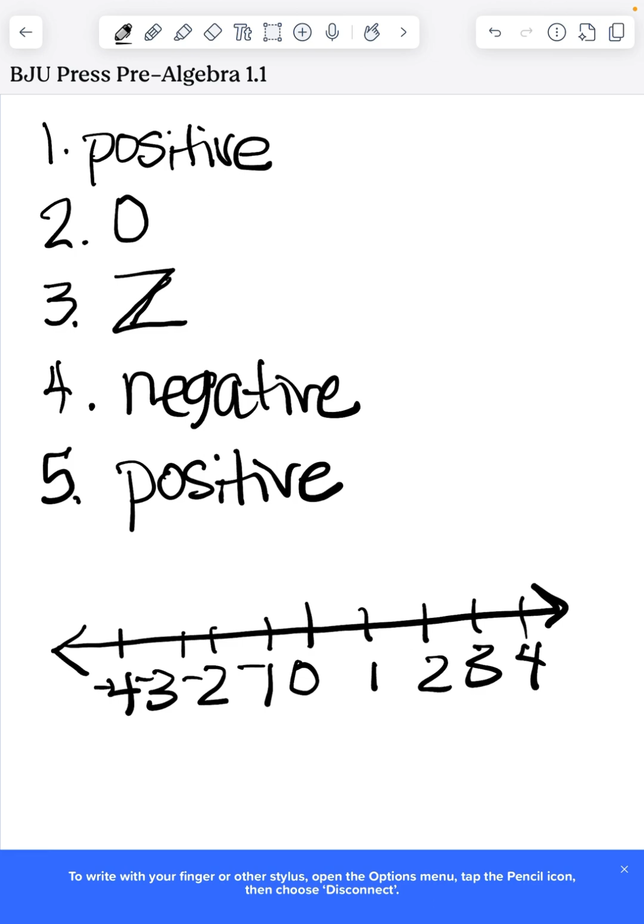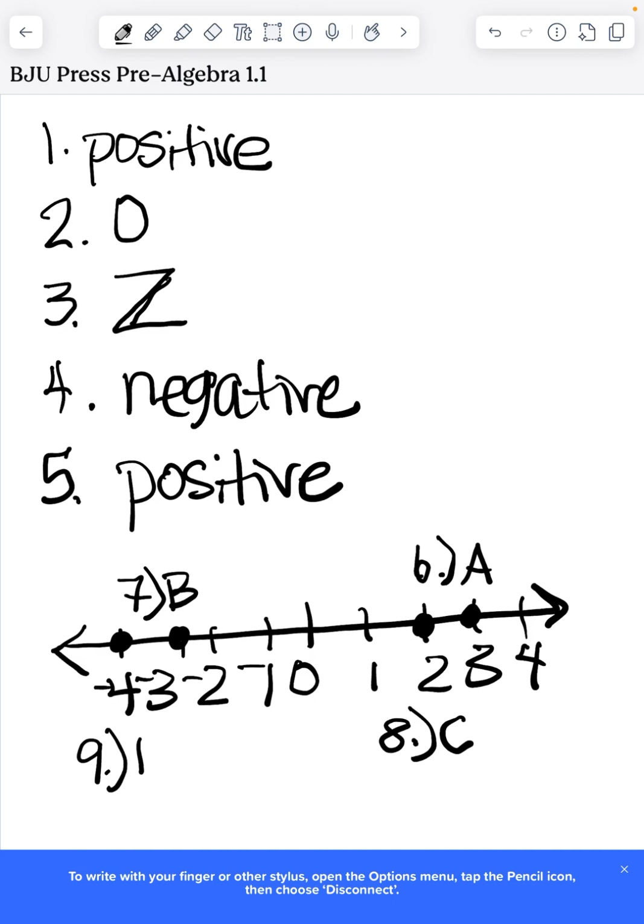Number 6, A, would be at 3. So we're going to draw a point there and we're going to label it A. B is -3. This is number 7. Oh, let's put number 6. This is number 7. Number 8 would be 2, and that is point C. And then number 9 is D, -4 down here. Okay.